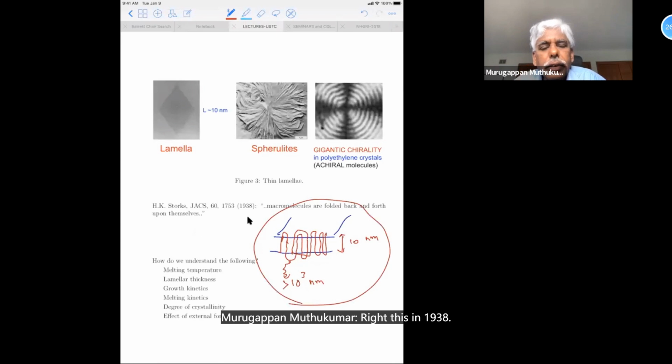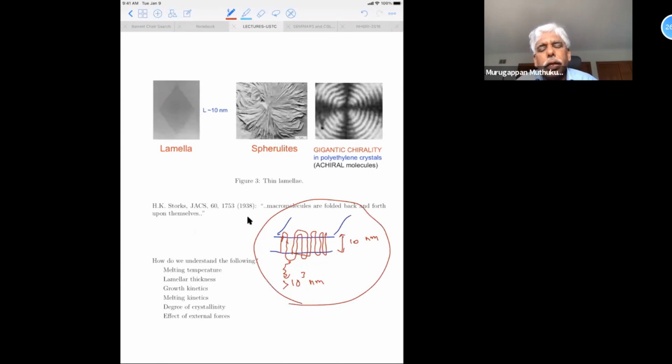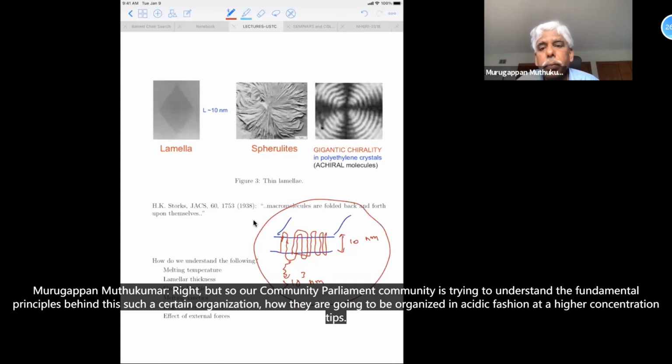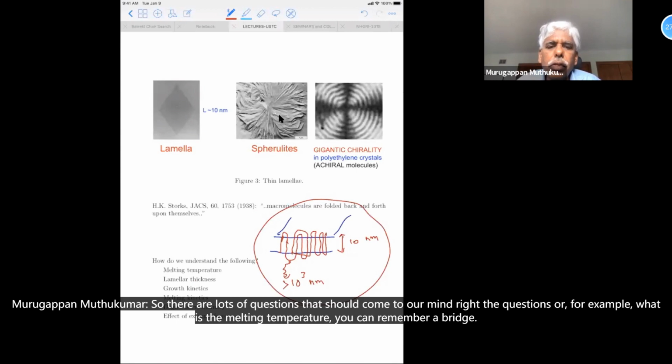This is in 1938, right? But still, our community, polymer community, is trying to understand the fundamental principles behind such an organization, how they are going to be organized in a spherulitic fashion at higher concentrations, etc. So there are lots of questions that should come to our minds, right?